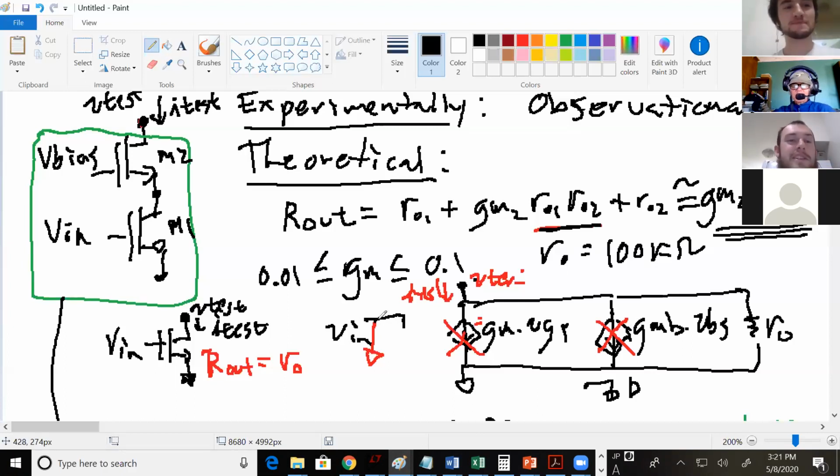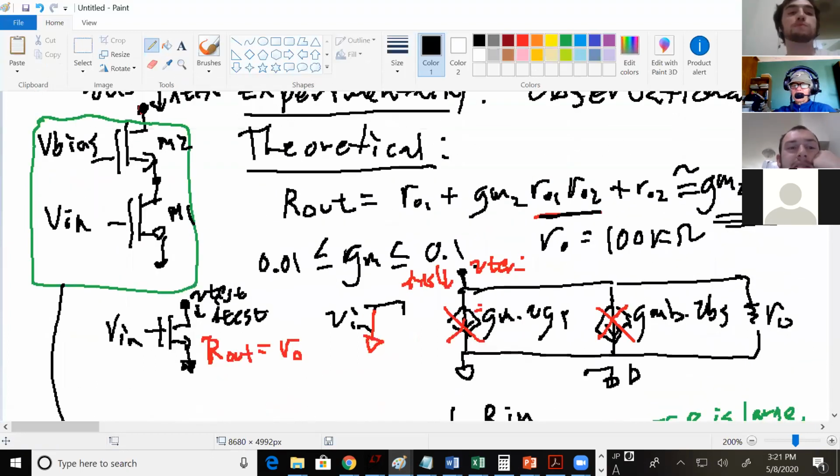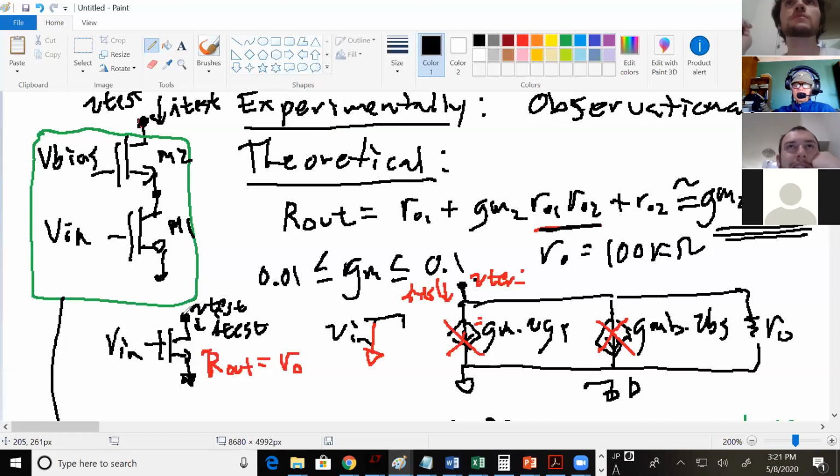But yeah, so if you ground this and ground this, then you see that VGS is 0, so this current source goes away. If you grounded the source, VBS is also 0, so that goes away, and all that's left is RO. And that's how you can tell that the resistance at the drain is perceived as RO. Any questions up to there?